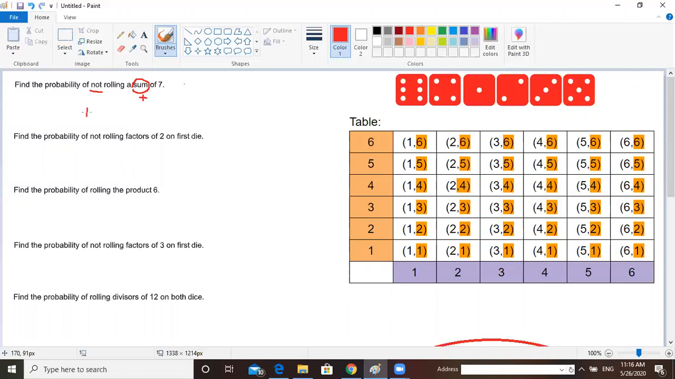So, P of not a sum of 7, I'll just put a plus sign for 7, equals 30 over 36. We have to divide by 6.